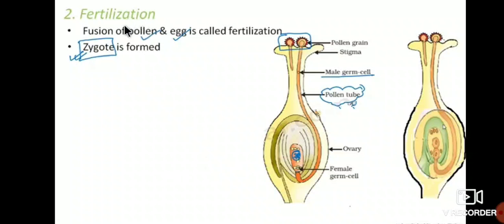Next is fertilization. It's very important. What do you mean by fertilization, or define fertilization? They will ask like that. So you should write the answer in a very simple way, that is fusion of pollen and egg is called fertilization. That's the very simple answer for the definition of fertilization. What will be formed in fertilization? If they ask, you should write zygote is formed after fertilization. So these are the concepts that will be in this last part.